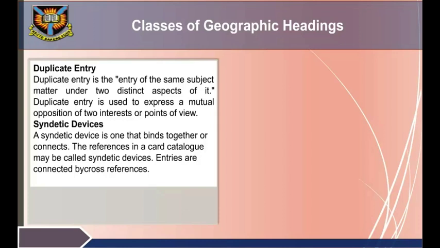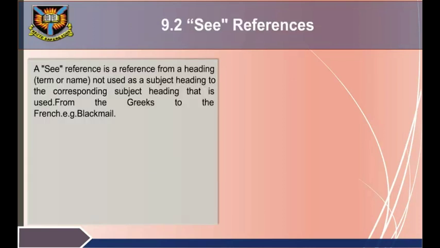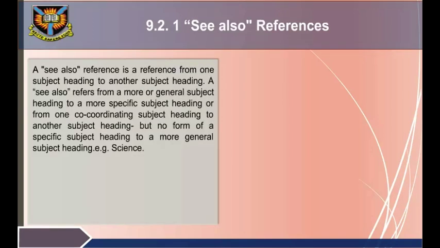Synthetic devices. A synthetic device is one that binds together or connects. The references in a card catalog may be called synthetic devices. Entries are connected by cross references. See references. A see reference is a reference from a heading, term or name not used as a subject heading to the corresponding subject heading that is used, from the Greeks to the French. For example, blackmail. A see also reference is a reference from one subject heading to another subject heading.